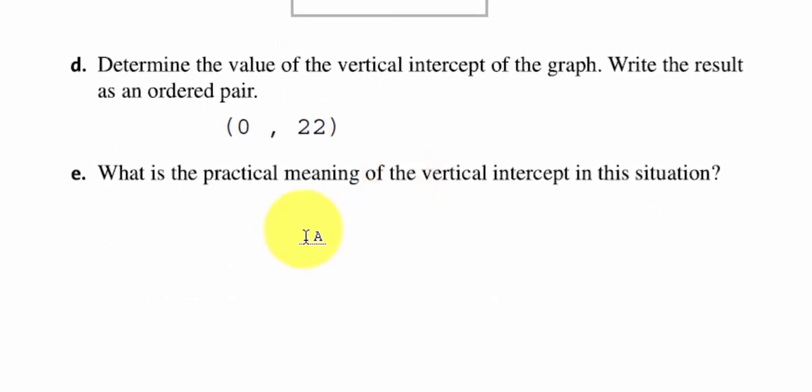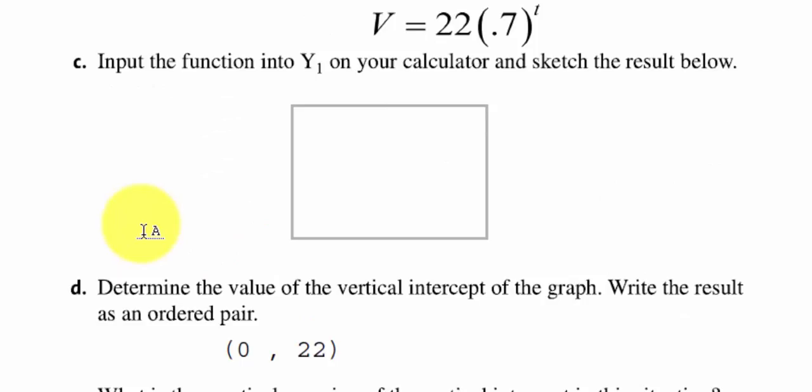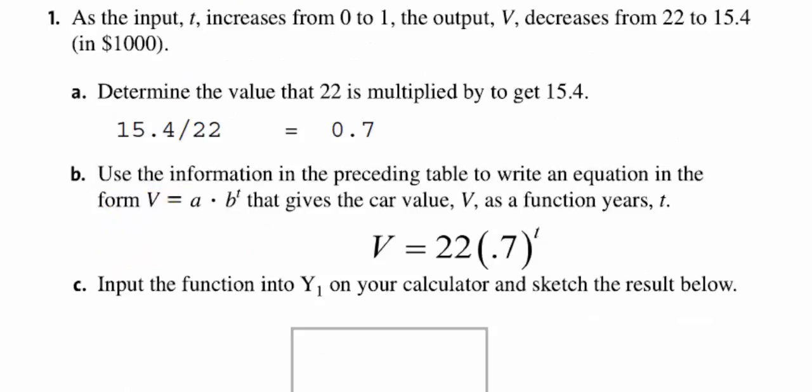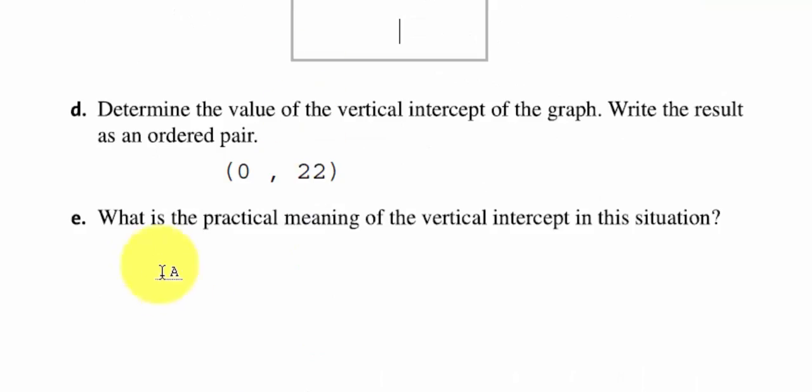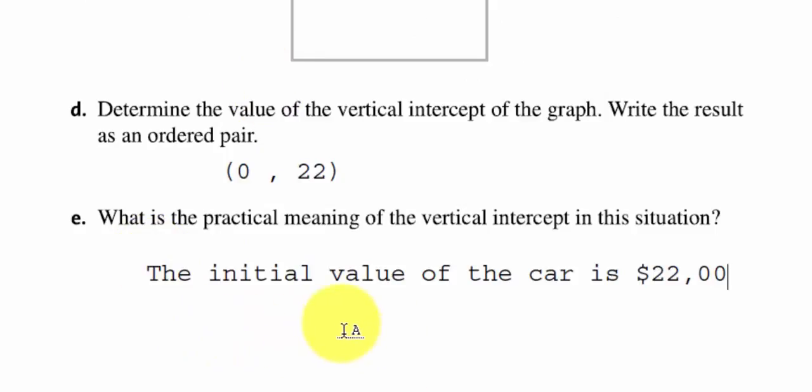Part E, the practical meaning, and that's very important for this class. We don't want you to just plug in numbers. We want to know what these numbers actually mean. So in this case, the practical meaning is the initial value of the car is $22,000. The starting value of the car is $22,000. So there's my practical meaning.